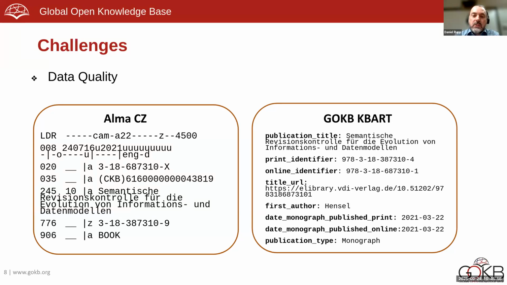And unfortunately, the GOKB KBART information that is better than the MARC representation in the community zone cannot, by the current policy, be used to improve this title. So this is one challenge. We are talking with the Alma content team about these issues, but there are other challenges as well.